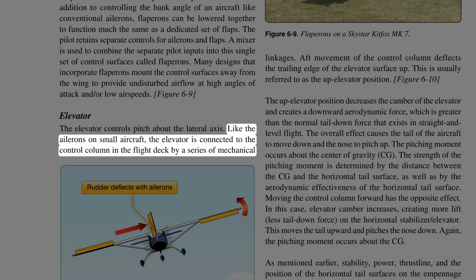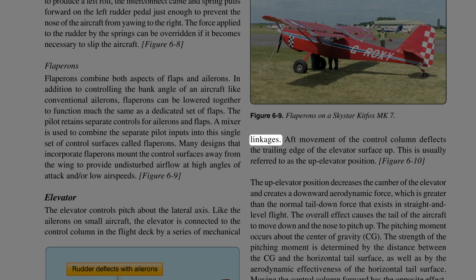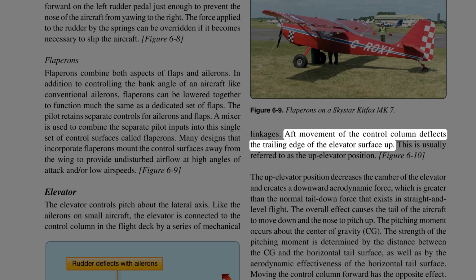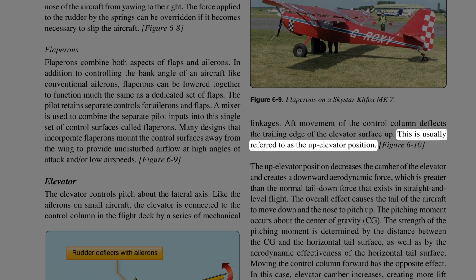Like the ailerons on small aircraft, the elevator is connected to the control column in the flight deck by a series of mechanical linkages. Aft movement of the control column deflects the trailing edge of the elevator surface up. This is usually referred to as the up elevator position.